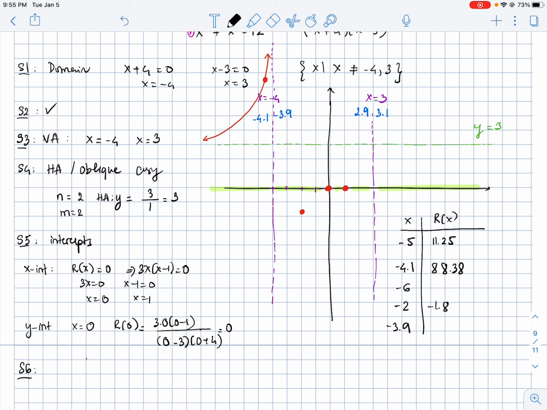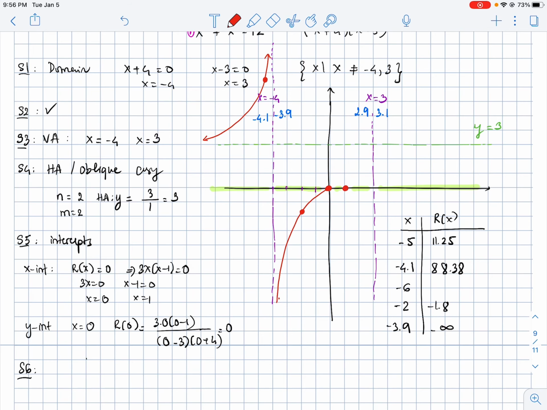When you plug that in, you get a big negative number. So I'm going to use infinity for that. Okay, so the point that we got is somewhere down here. So basically you can connect like this.